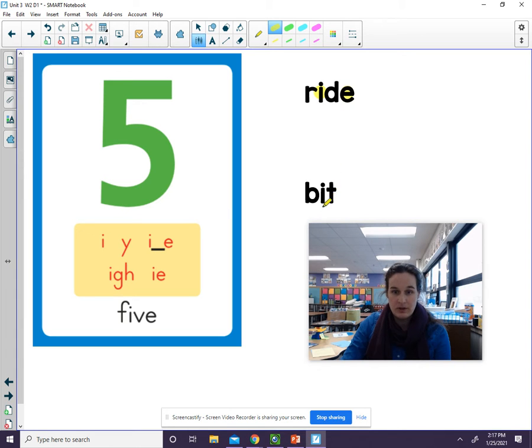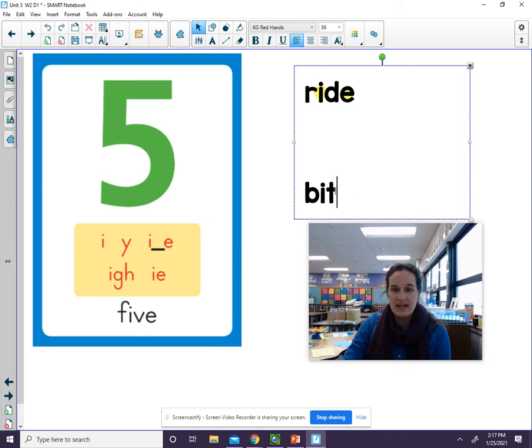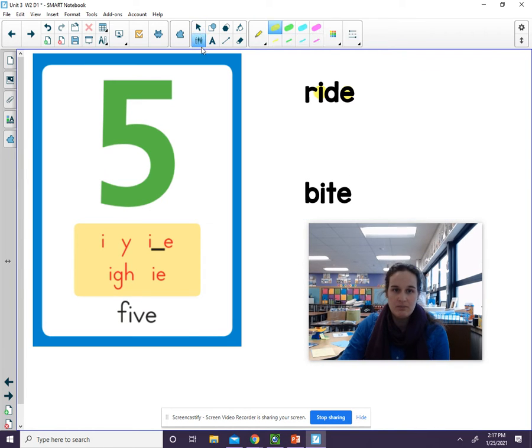Take a look at this word. Let's sound this one out. Bit. That has the short I sound. But if I add the E to the end, that I and E act together to make the long I sound. Listen. Bite.